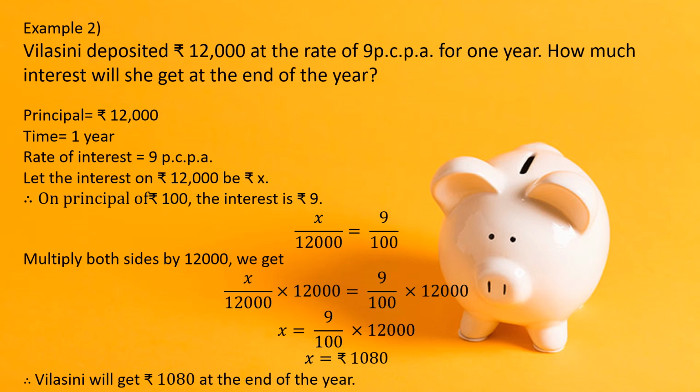So multiplying 12,000 on both sides, I get X equals 9 by 100 into 12,000. When I multiply and divide, I get X as rupees 1080. Therefore, Vilasini will get rupees 1080 at the end of the year as interest from the bank for the money she deposited.